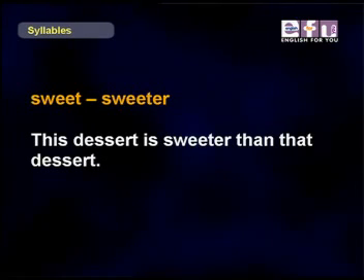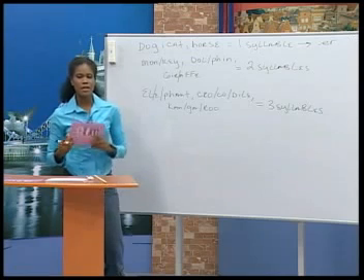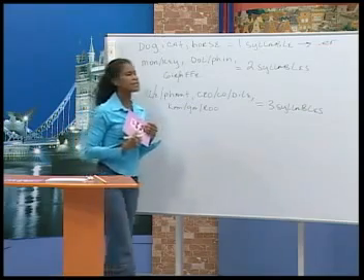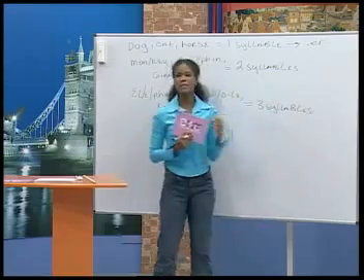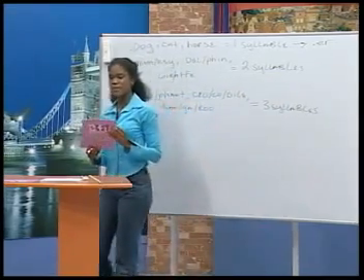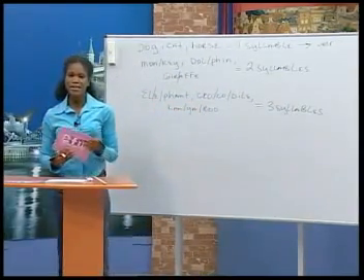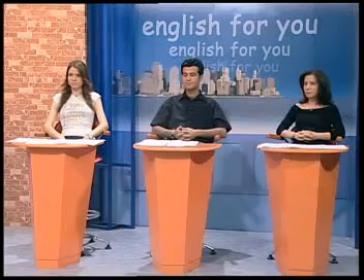Sweet becomes sweeter. This dessert is sweeter than that dessert. So we can see in these sentences we add ER to one syllable comparative adjectives. Okay, now let's practice some more. We will use animals. Are you ready?